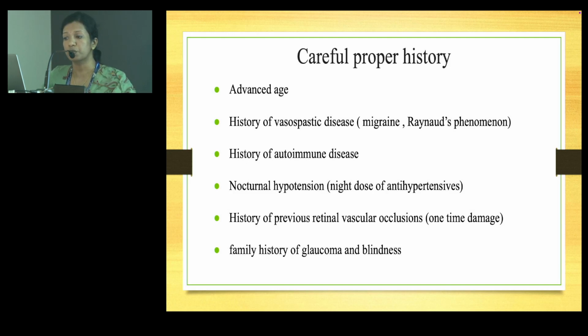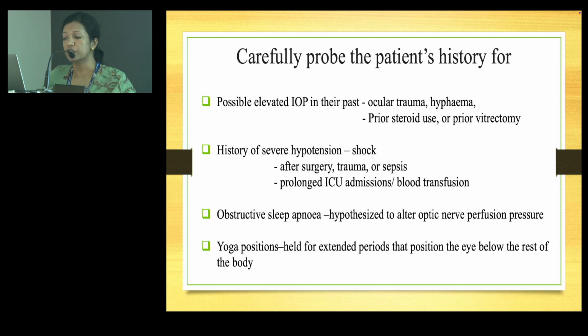History of previous retinal vascular occlusion should also be made out, as this can cause one-time damage to the optic nerve head, which could look similar to that of a glaucomatous optic disc. Also, ask for history of glaucoma and blindness in the family, as you can get an idea about the progression of the disease. Carefully probe the patient's history for possibly elevated intraocular pressure in their past, like history of ocular trauma, hyphema, prior steroid use, or prior vitreoretinal surgery.